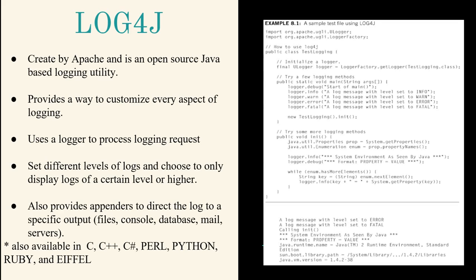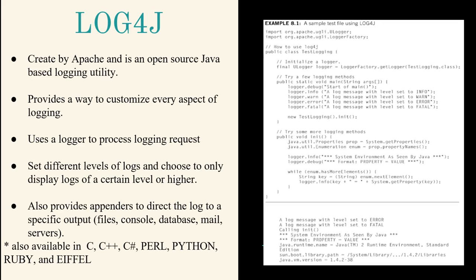You can see the logger being created and assigned to the test logging class. And then right underneath that, in the static void main function, logger.debug, logger.info, logger.warn are all different levels of logs which you can choose to output, which is really nice. Another good function of this is it also provides appenders, so you can direct the log to a specific output, ideally different than your program output. That way you can keep them separated.